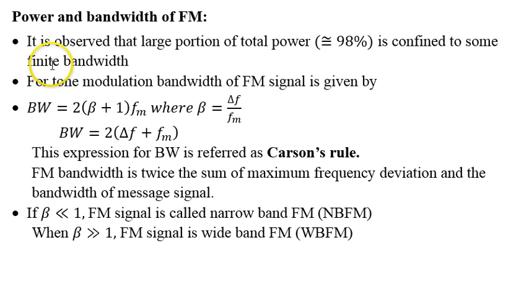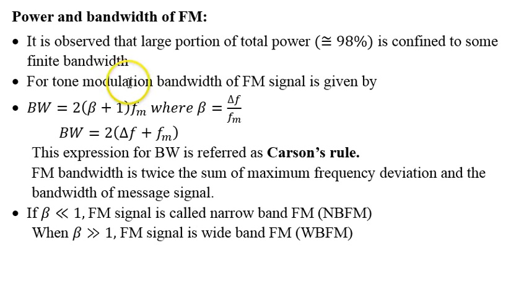Now we observe the power and bandwidth for frequency modulated systems. We observe that a good portion of the total power, like 98%, is confined to some finite bandwidth. So if I take a limited number of sidebands, we are not losing much, because most of the power is contained in those sidebands.